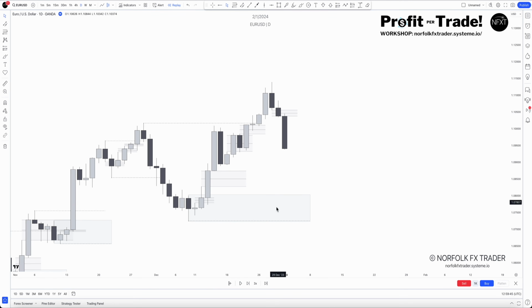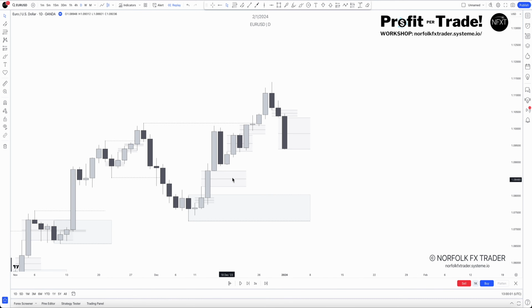So there's a big push. There you go. We were looking for that pullback. We got a little push up to the 50% of that imbalance. Great trade we could have had on that day. Okay, so we got a nice sell to the downside. Looking for the market to head towards this area.